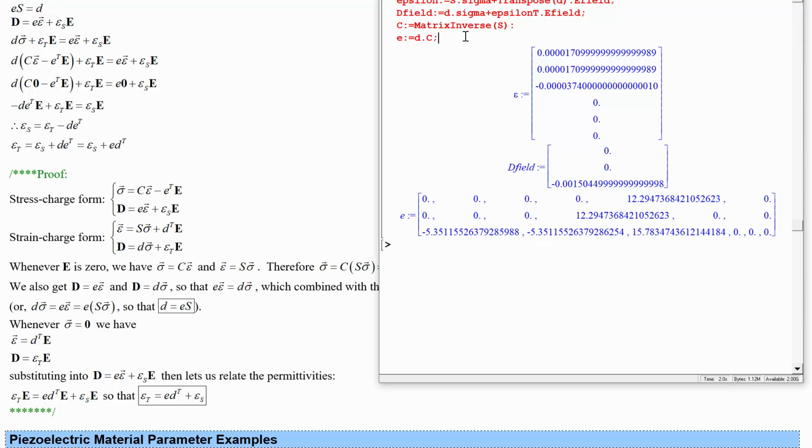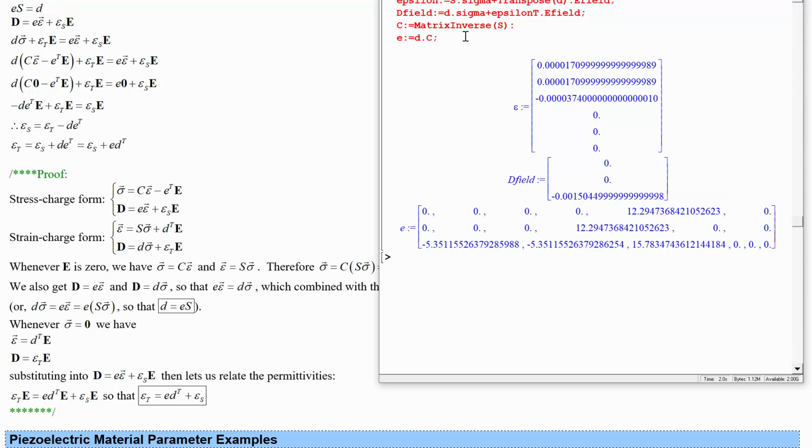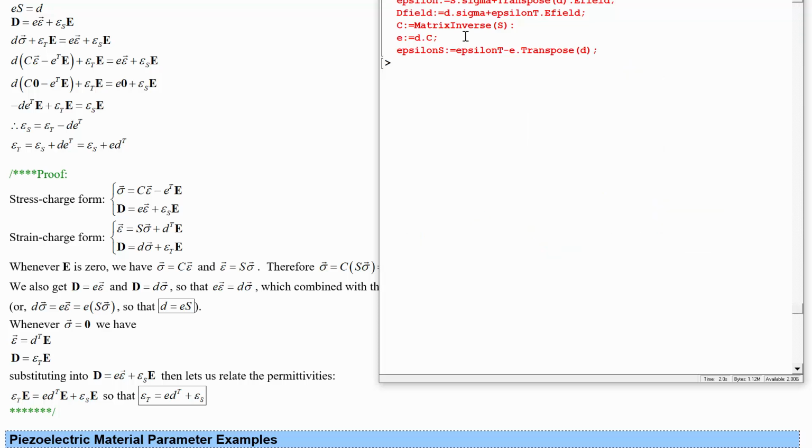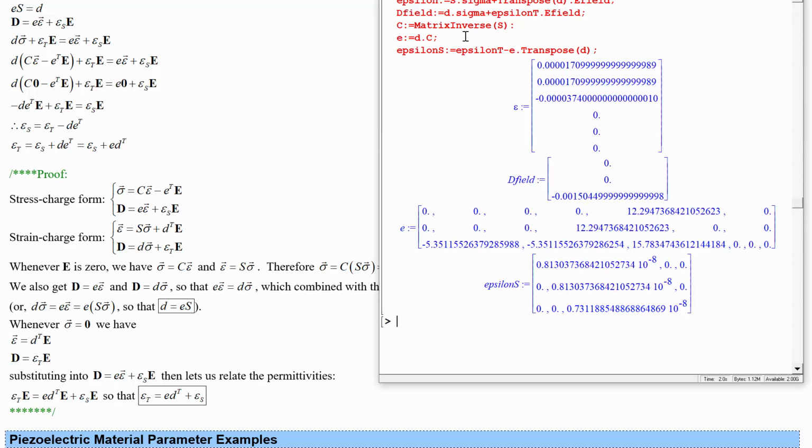And now let's see what happens when we try and find out what epsilon s is. Epsilon s will be equal to epsilon t minus E dot transpose of D. Okay, so epsilon s, also diagonal as promised, has different components than epsilon t.